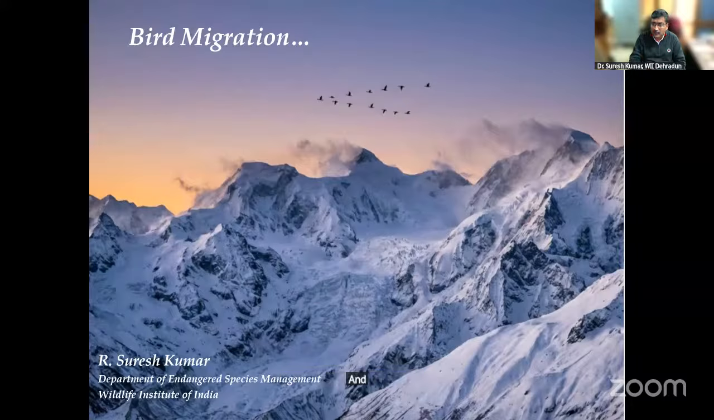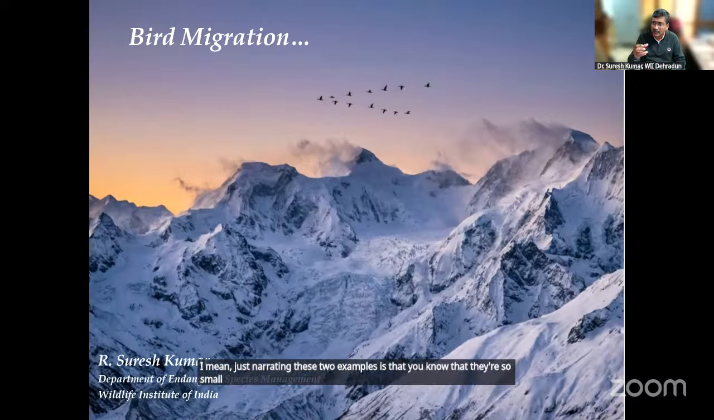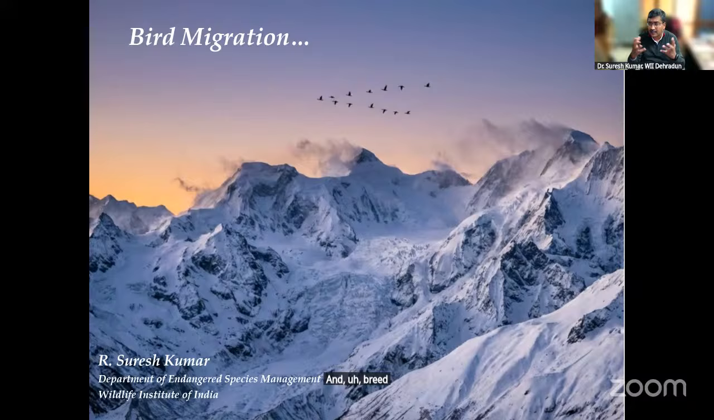So amazing, such small, tiny birds. And the other interesting thing, just narrating these two examples, is that they're so small, and it's going to be energetically very, very expensive to fly such long distances and go up and breed in those amazing landscapes out there.